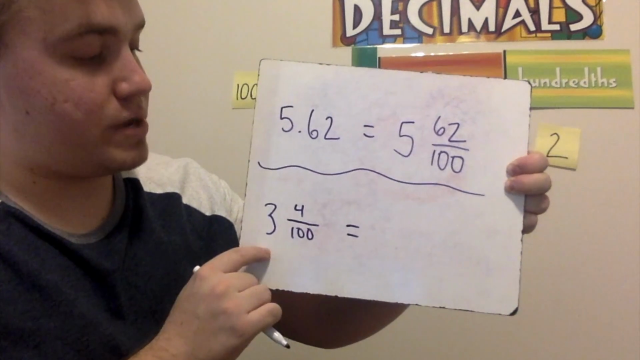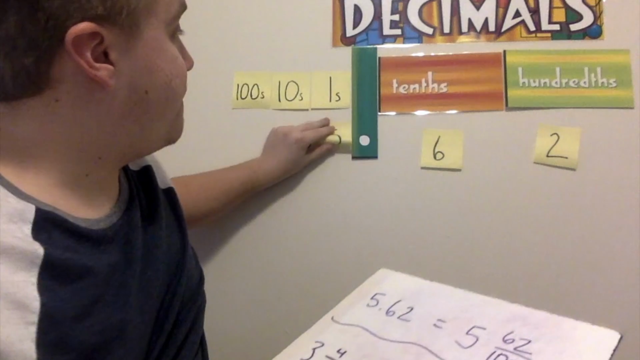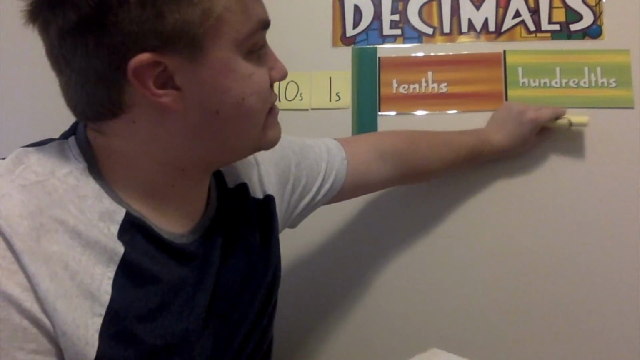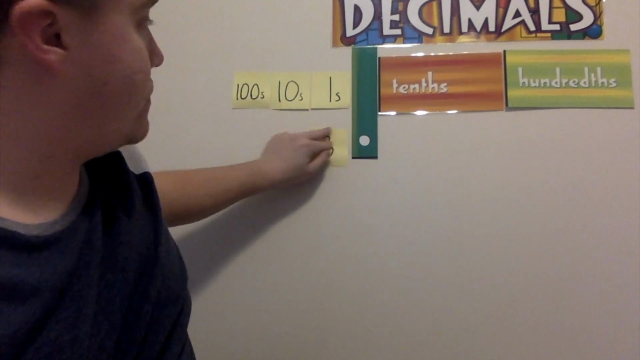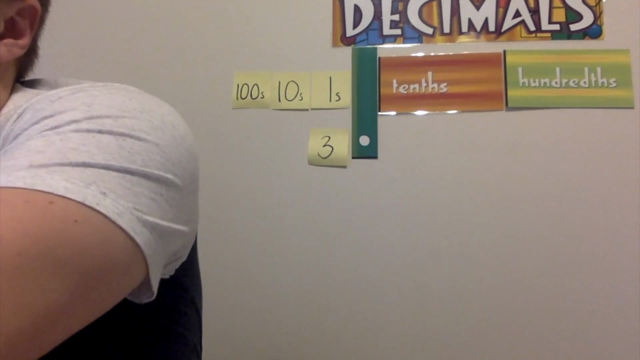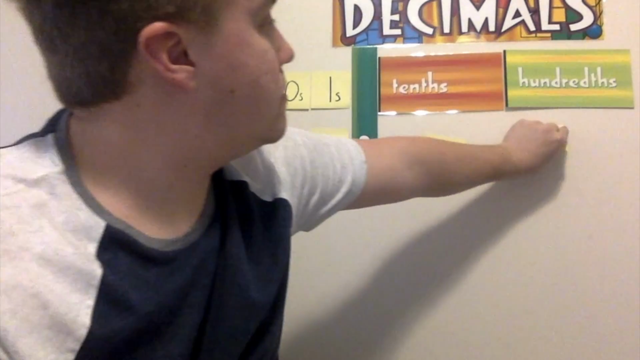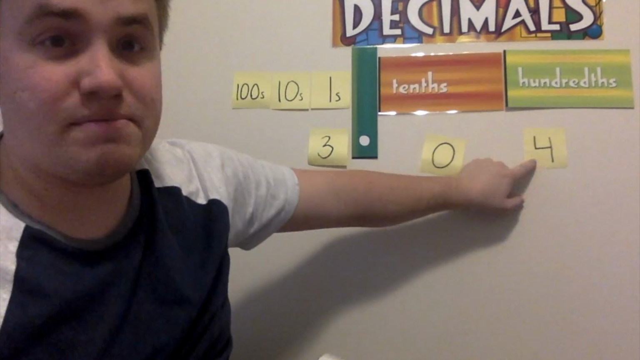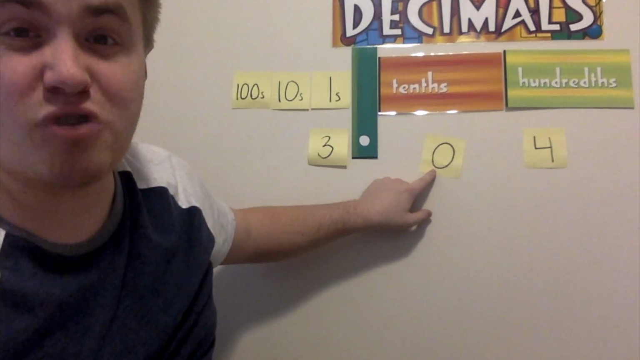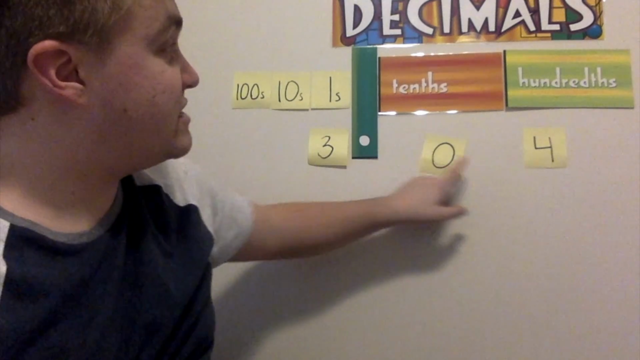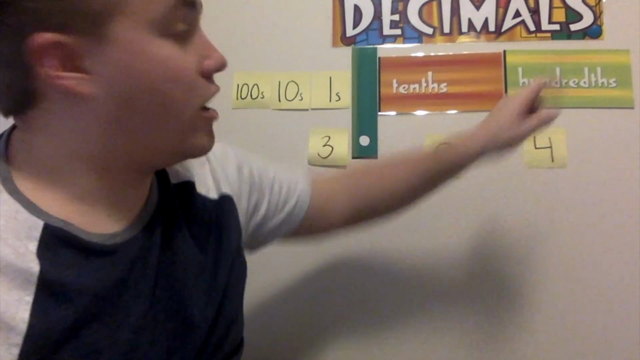But what about 3 and 4 hundredths? 3 and 4 hundredths. Let's get these down here a second. We're going to do 3 and 4 hundredths. Right? Now notice I didn't put my 4 over here. I have a 0, a nice little gap with a 0 in between my decimal and my 4 because it is 3 and 4 hundredths.